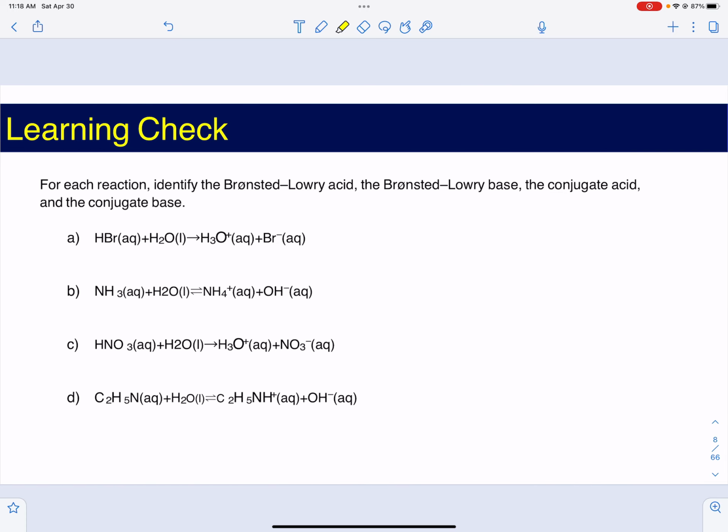Once you do that, now we're going to do something different. For each reaction, identify the Bronsted-Lowry acid, which is the one that donates a proton, and the Bronsted-Lowry base, the one that accepts the proton. And identify the conjugate acid and the conjugate base. So conjugate, like in a marriage, is the one that is always with you. And what does that mean?